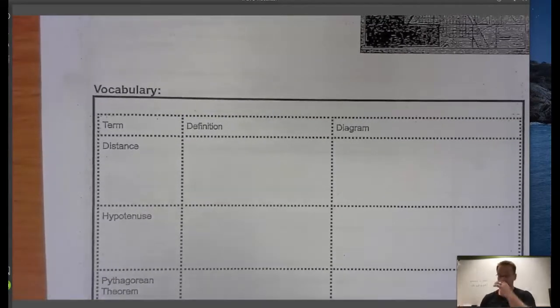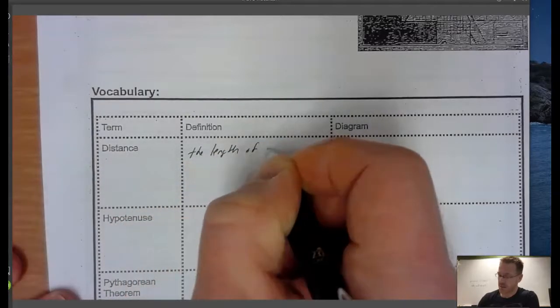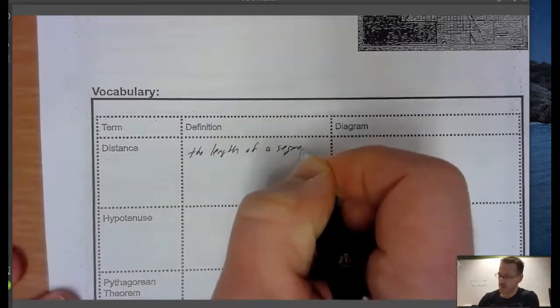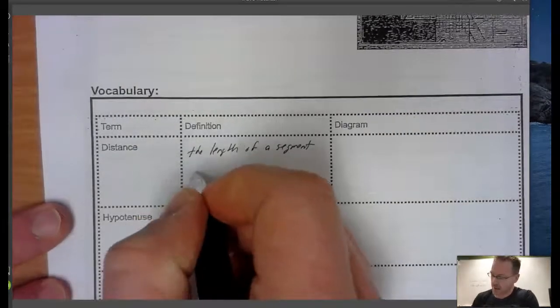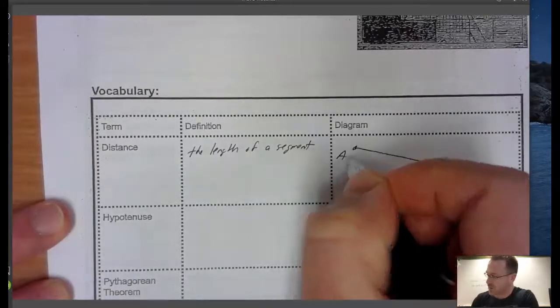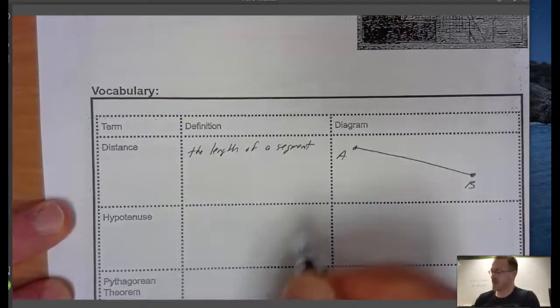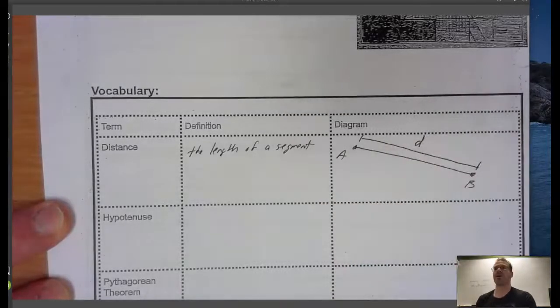So distance is the length of a segment. Let me look right over here, I want to make sure I don't leave anything out. The length of a segment. And so when we think about a segment going from A to B here, this is the distance, that complete length from there to there, from endpoint to endpoint, or from point to point.